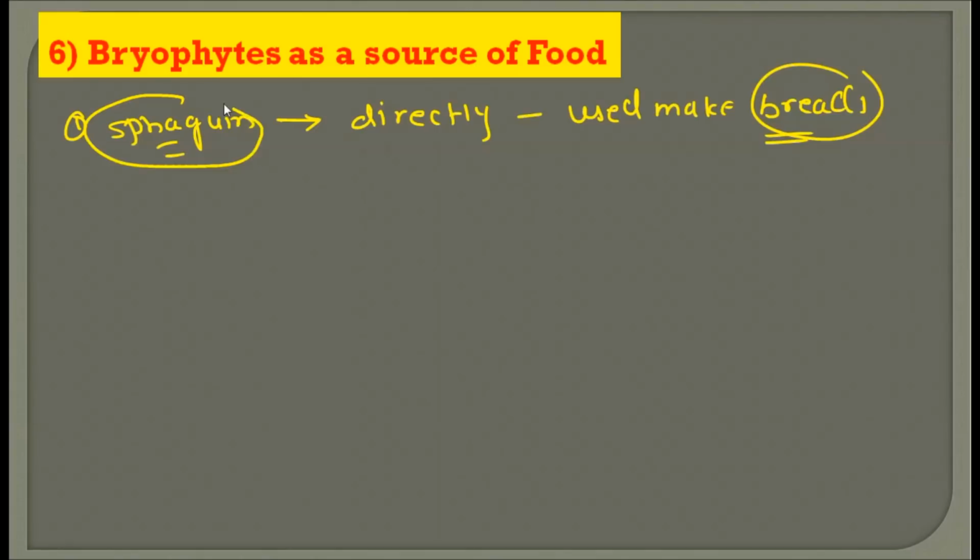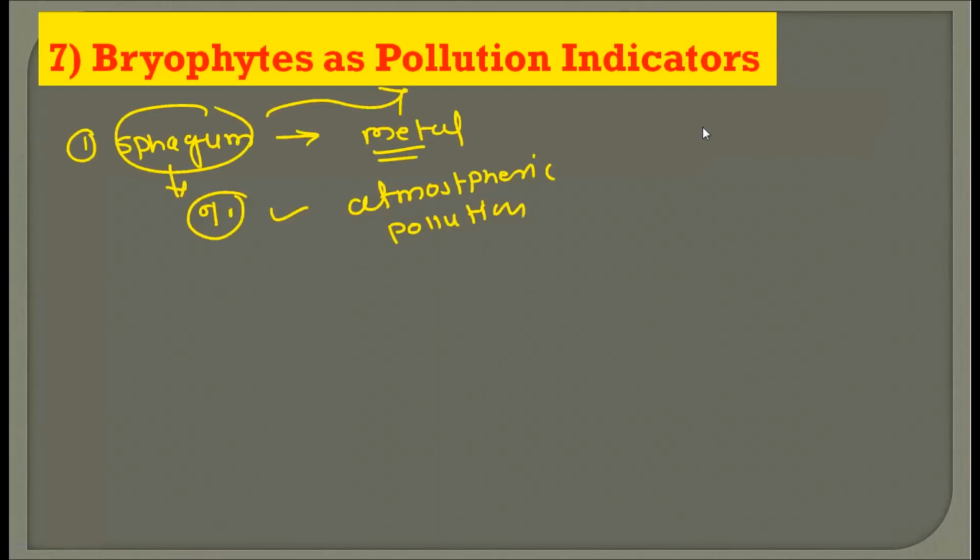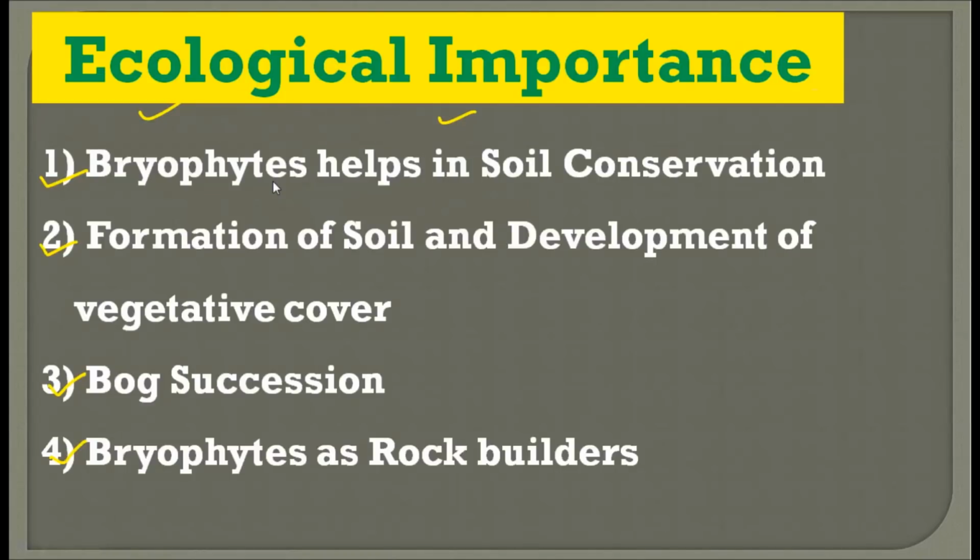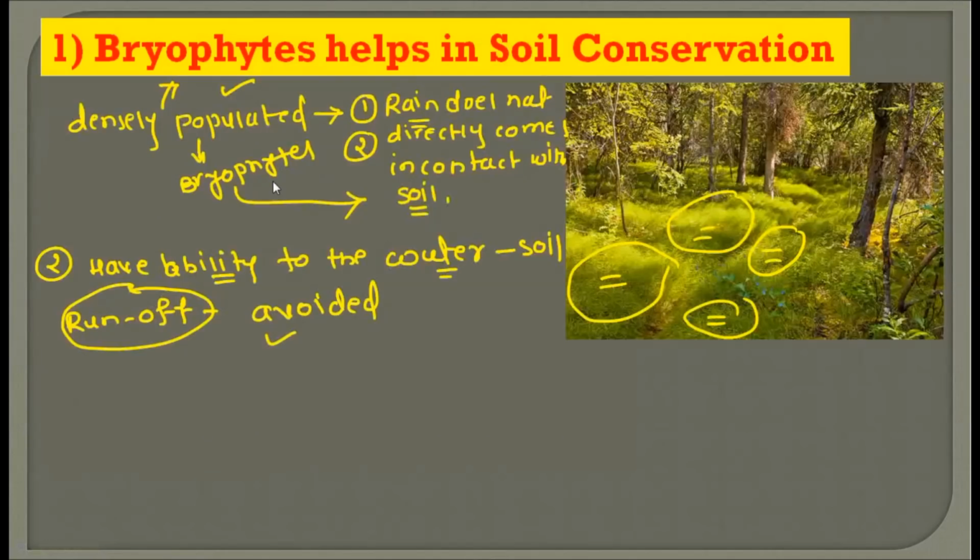And later we have seen that bryophytes can also act as a source of food. Sphagnum is directly used as food or to make breads. Then we have seen the bryophytes as pollution indicators. Sphagnum, being able to absorb metals, can indicate atmospheric pollution. And later we have seen the ecological importance of the bryophytes. The first ecological importance of the bryophytes is that they help in soil conservation.